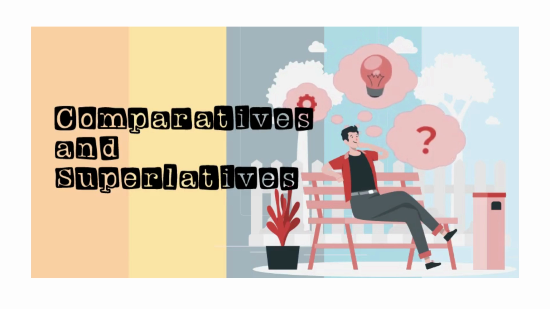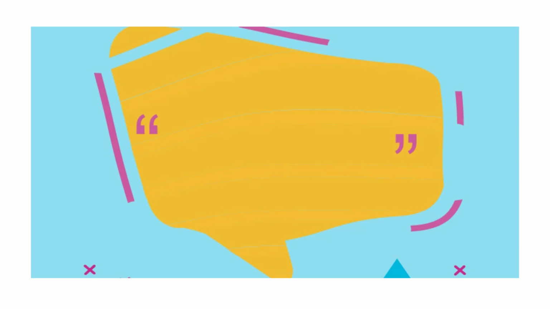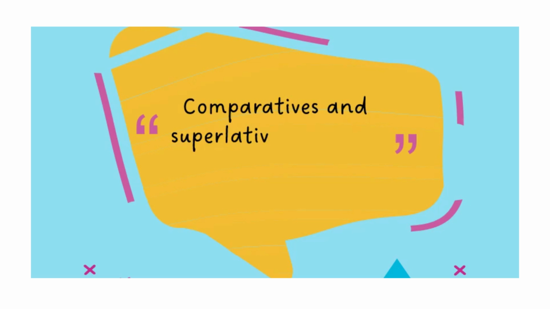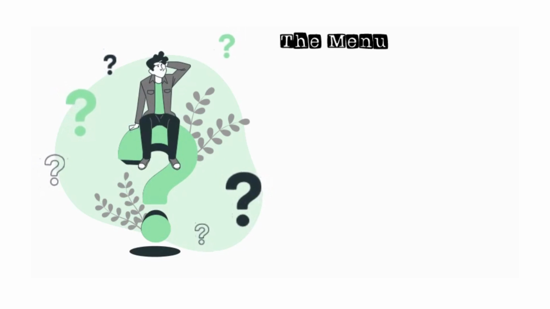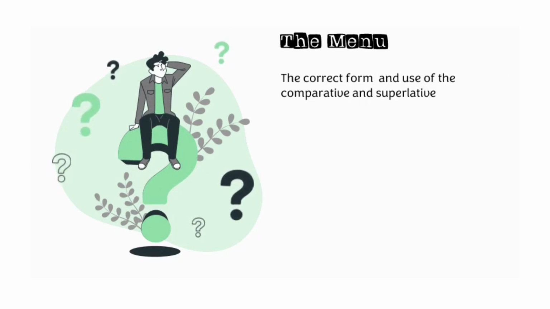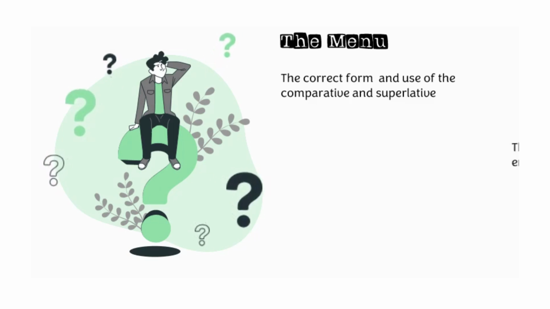This time we are going to learn about comparatives and superlatives. What are they? Let's check it out. Comparatives and superlatives are used to compare two things or more. So in this video, we are going to talk about the correct form and the use of comparatives and superlatives.